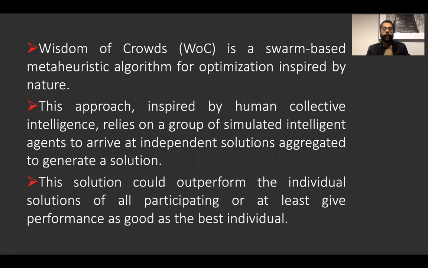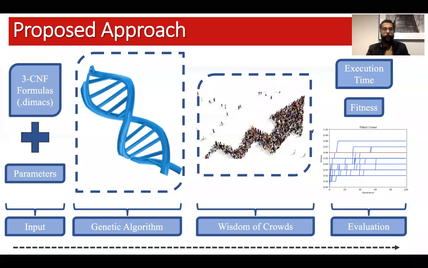On the other hand, wisdom of crowds is a swarm-based meta-heuristic algorithm for optimization inspired by nature. This approach, inspired by human collective intelligence, relies on a group of simulated intelligent agents to arrive at independent solutions, aggregated to generate one optimal solution. This solution could outperform the individual solutions of all participants, or at least give performance as good as the best individual among all of them.